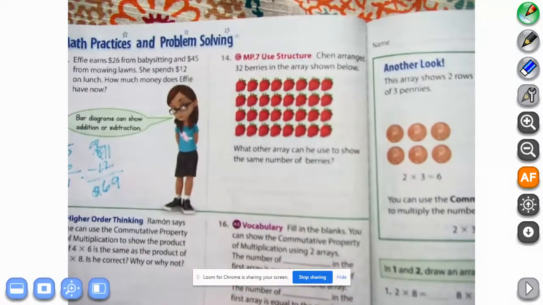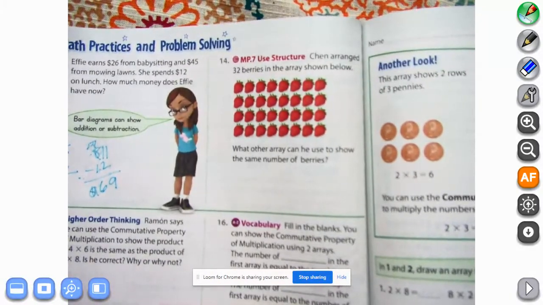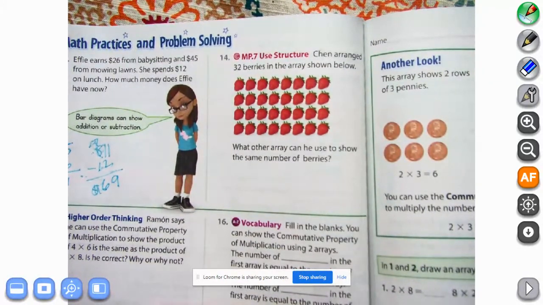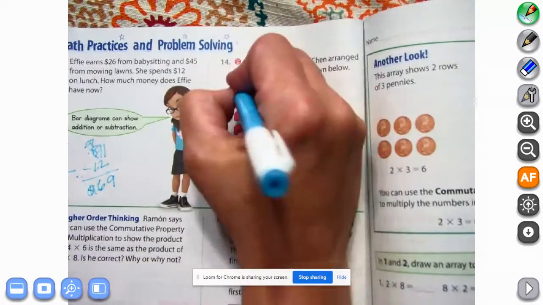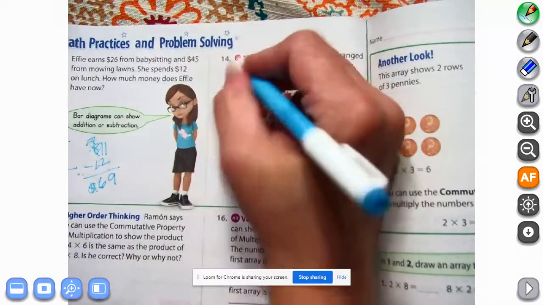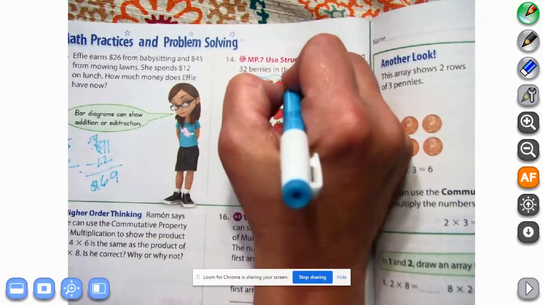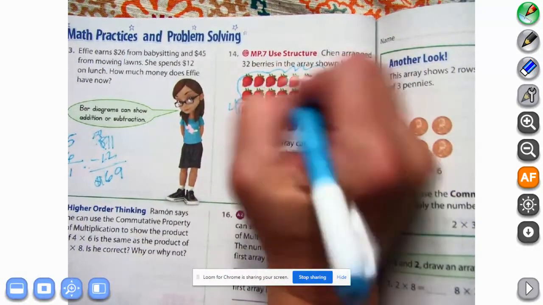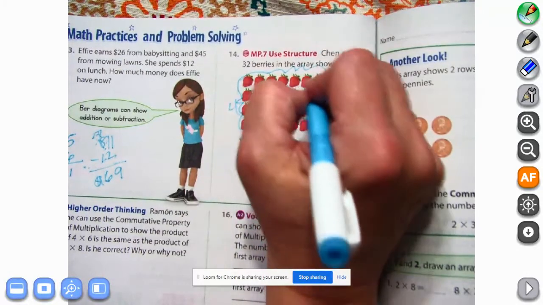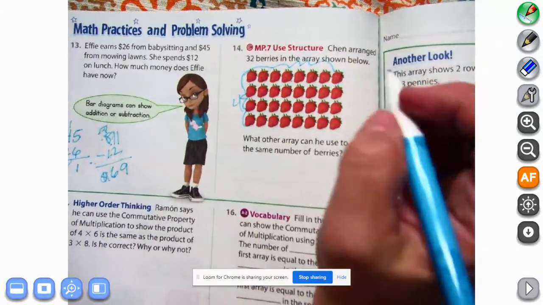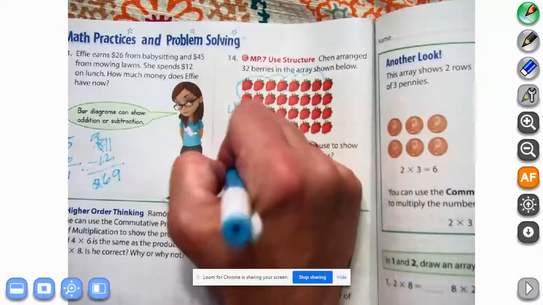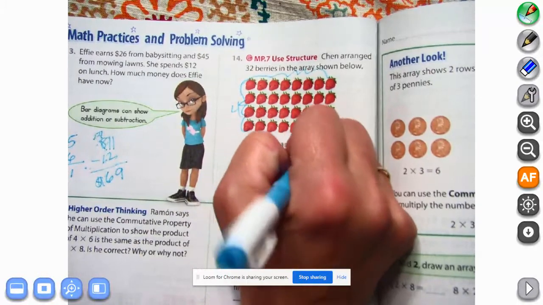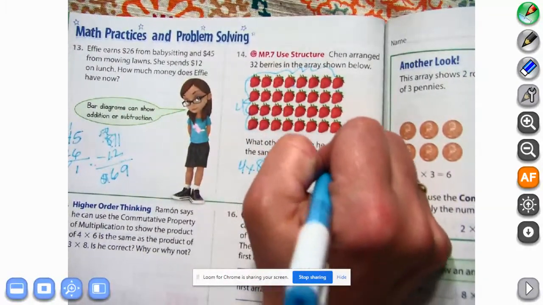Okay, number 14. Chen arranges 32 berries in the array below. What other array can be used to show the same number of berries? So this one has 4 groups of 8. 1, 2, 3, 4, 5, 6, 7, 8. Okay, so we have 4 groups of 8 or 8 groups of 4. They both equal 32.